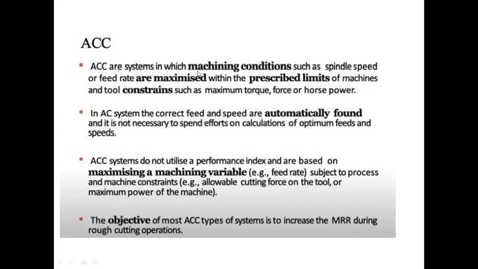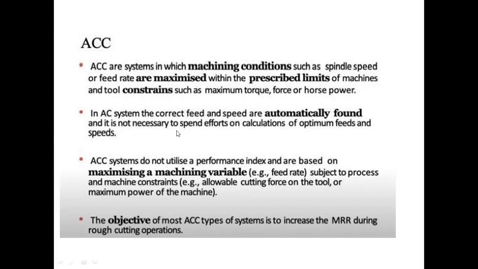So these limits you'll consider, and you'll try to maximize the feed rate and the spindle speed. Because if the feed rate and spindle speed increase, you'll have a higher production rate, isn't it? The tool moving faster will lead to reduced production time, right? So that is what you're trying to maximize, feed rate and spindle speed, keeping in mind the limits of the machine and the tool. Is it clear? That's the gist of adaptive control with constraints.